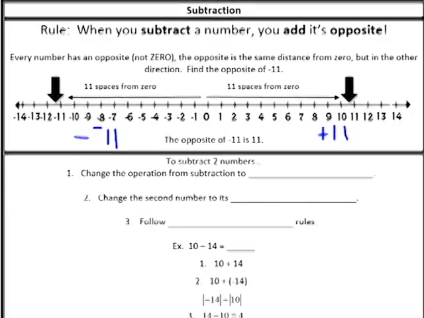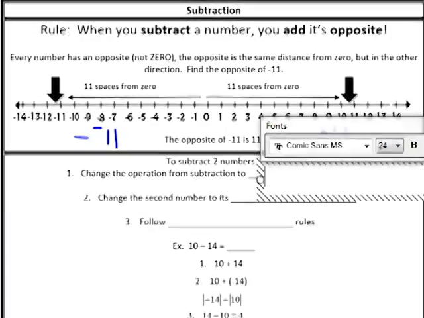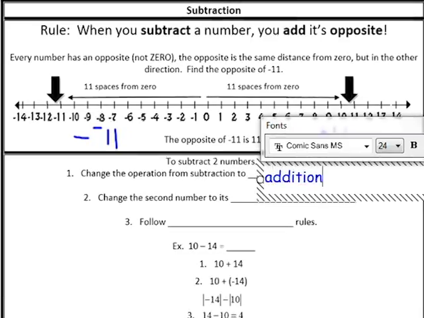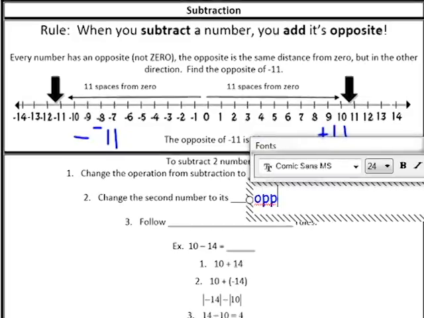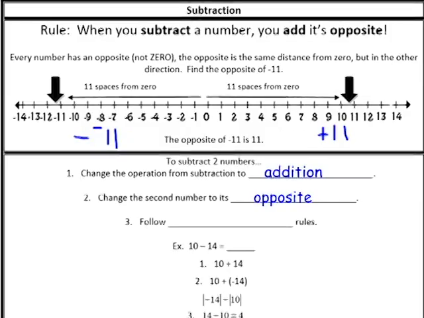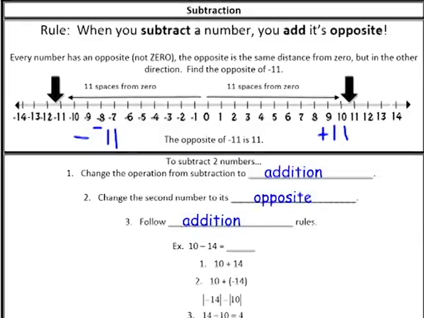And those are the rules for adding or subtracting two numbers. Change the operation from subtraction to addition. Change the second number to its opposite. Negative becomes positive, positive becomes negative. Follow the addition rules. Essentially, why we do this is so we don't have to have a set of rules for addition with negatives and subtraction with negatives. It's easier to have one set of rules to memorize and to practice.